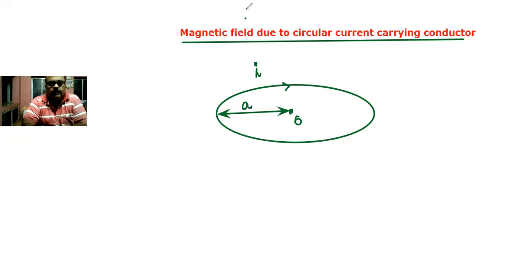So what I take, children, we take a small current element dl over here. We take a small current element dl over here, and this distance will obviously be a. Now apply Biot-Savart law.